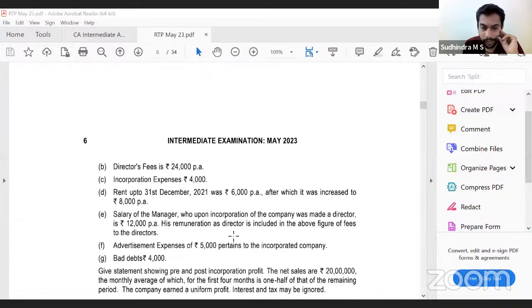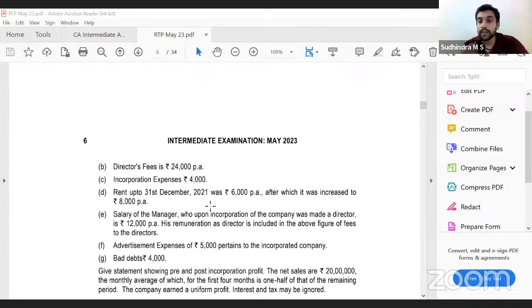Yes, Vindhya. In that case, this director fees 24,000, we have to deduct 4,000... No, we are not deducting. See, simple. He is acting in two capacities. Before incorporation, he was a manager. He was paid as a manager. Before incorporation, June, July, August, September, 4 months, he was paid as a manager. 12,000 per annum was his package. So 1,000 per month, 4,000 he was paid.